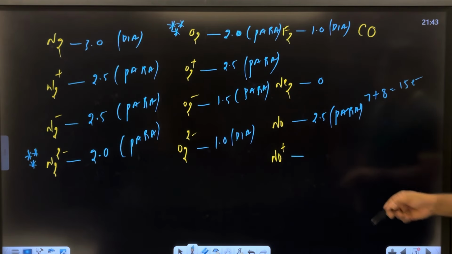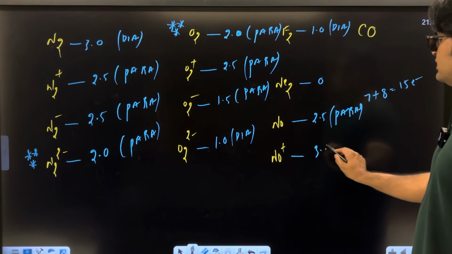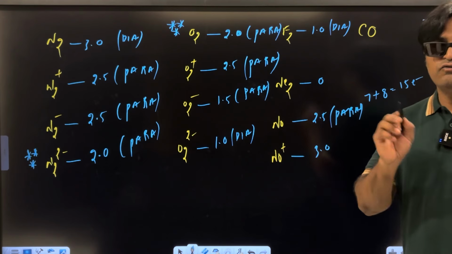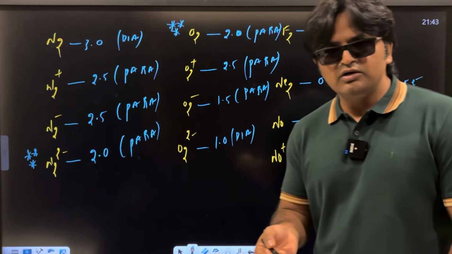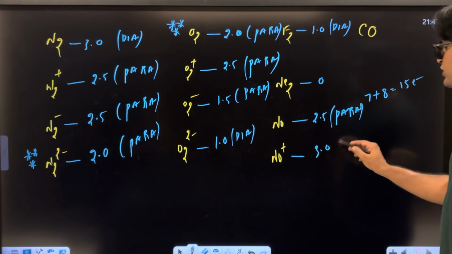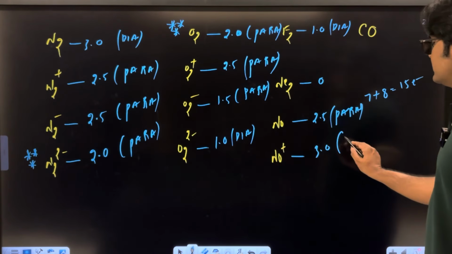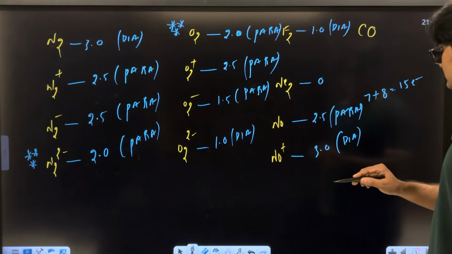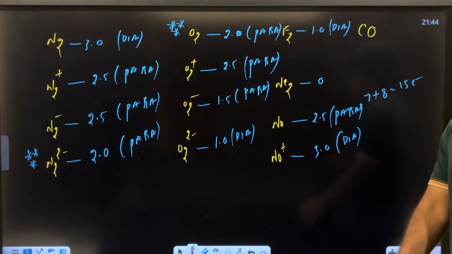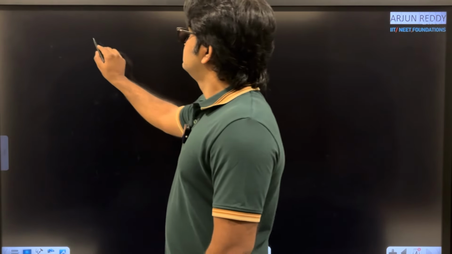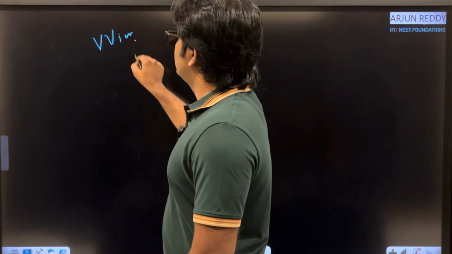Next one, NO plus. From 15 electrons, remove 1 electron, then you get 14 electrons. For 14 electrons, what is the bond order value? 3.0. So for 14 electrons, is it a paramagnetic species or a diamagnetic species? Yes, 14 electrons, diamagnetic species. After completing all these examples, now here you don't apply any shortcut method.